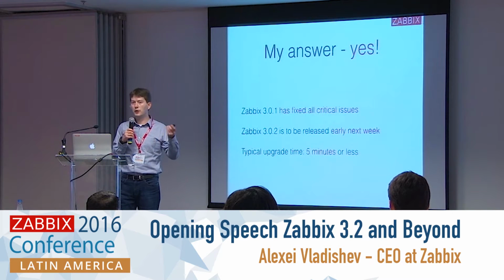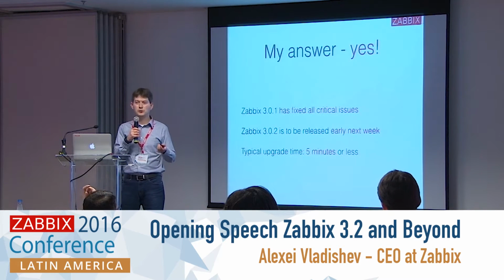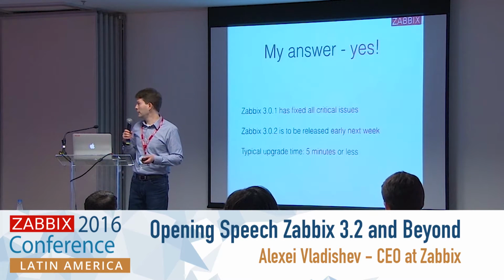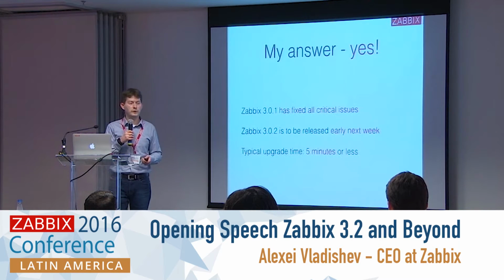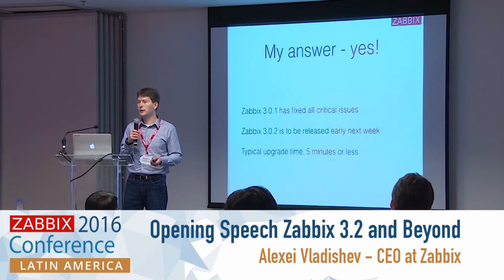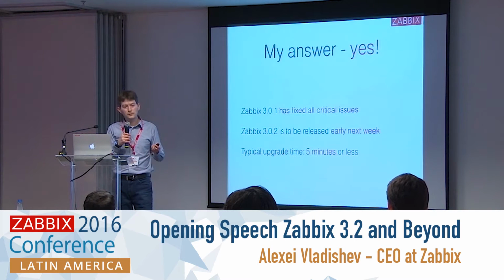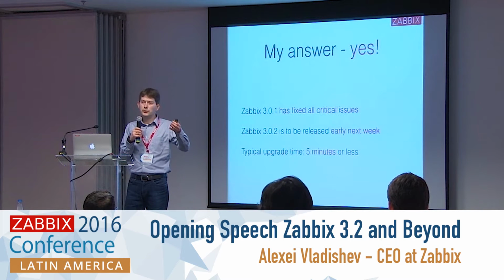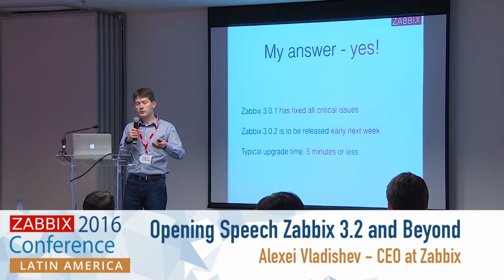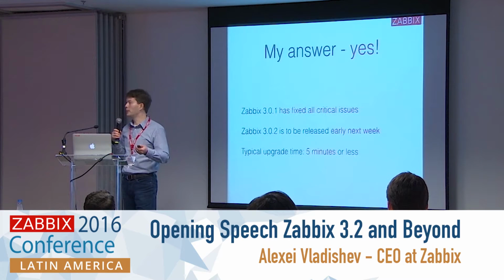So how easy is it to upgrade from 2.2 or 2.4 or 2.0 to 3.0, and how much time may it take? I would say that for most of the installations, it should take no more than 5-10 minutes. 5 minutes of downtime. There are some exceptions, of course. If you have a large number of proxies, you need to upgrade everything. You need to upgrade servers and proxy binaries and the front end. We don't keep backward compatibility with the proxies. Just remember about this.